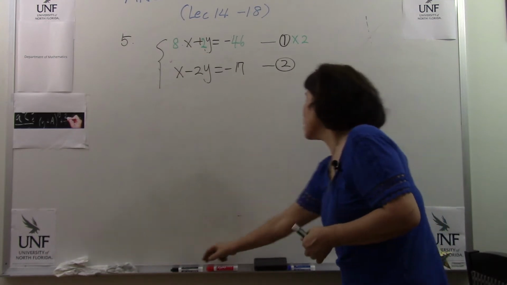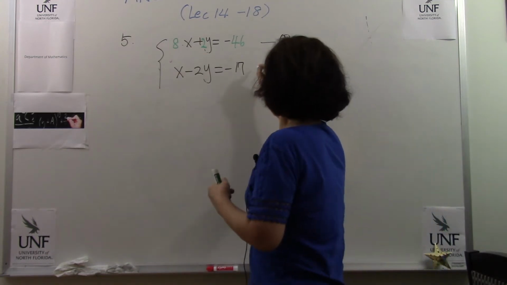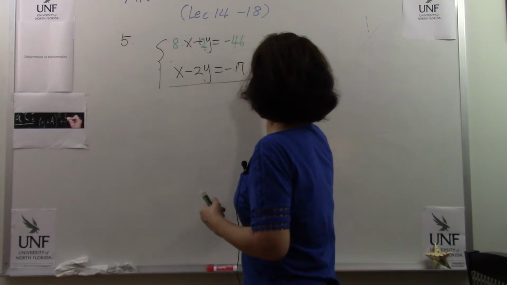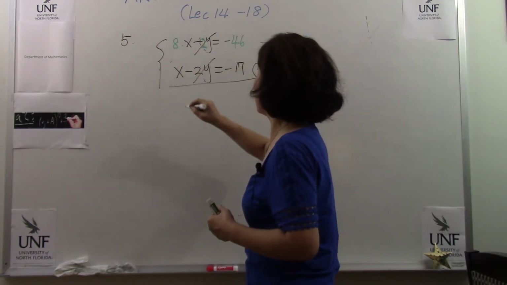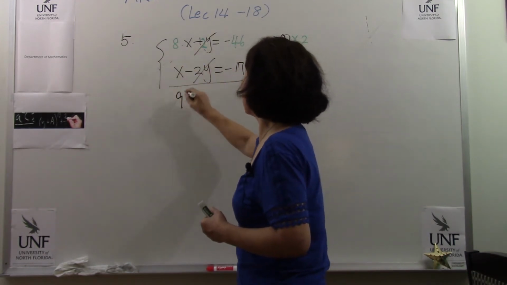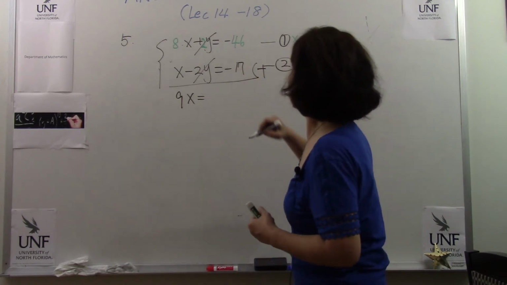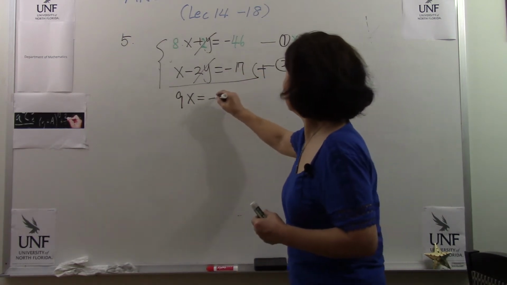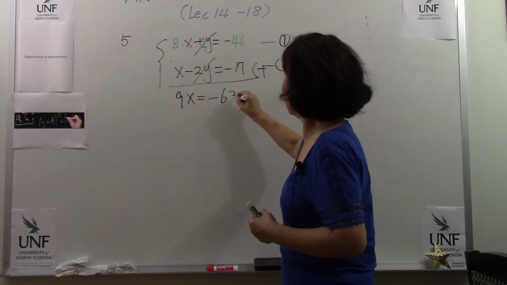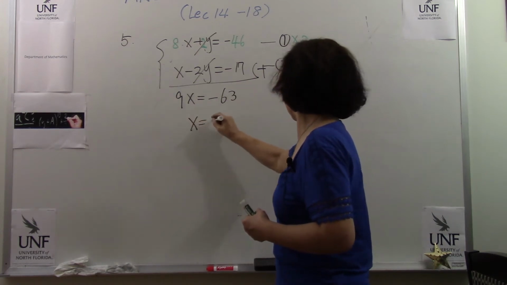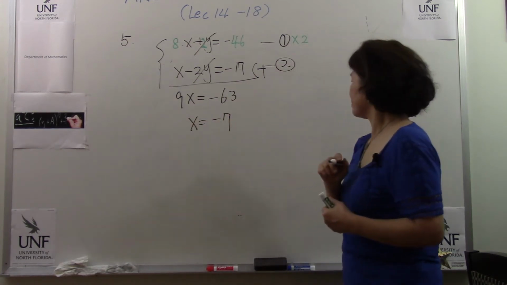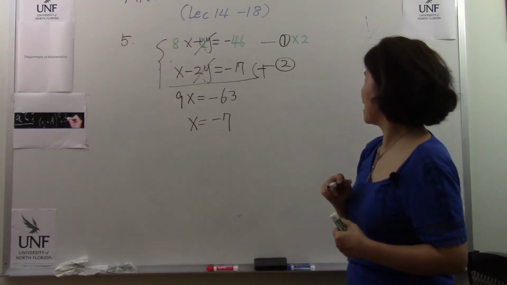Once you do that, we can go fast. From here, because once you add, this 2y minus 2y cancels, 9x equals negative 63. So x equals negative 7. Okay, x equals negative 7.